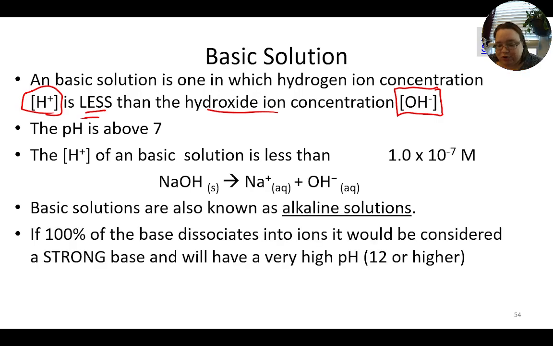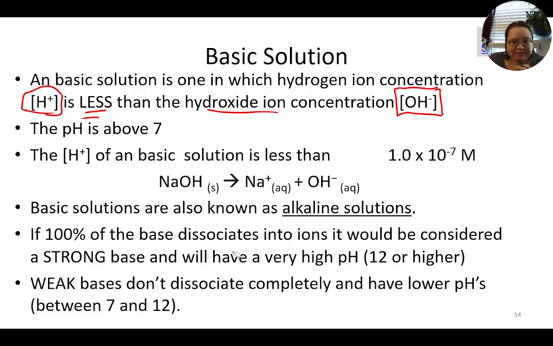Now we do have strong bases just like we have strong acids. Same idea except the pH is at the other end of the spectrum. A strong base completely separates. So you're going to have a lot of concentration, which means the pH is going to be really, really high. It's going to be at the upper end of the scale, so it tends to be 12 or higher.